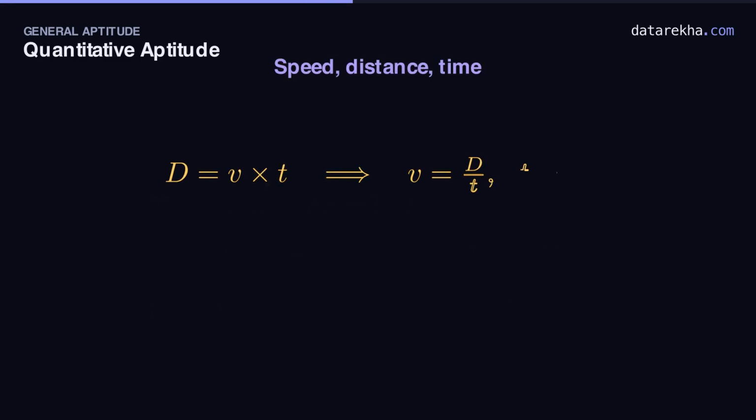Everything about motion hangs on one triangle. Distance equals speed times time. Rearranged, speed is distance over time. Time is distance over speed. Know any two, you have the third.